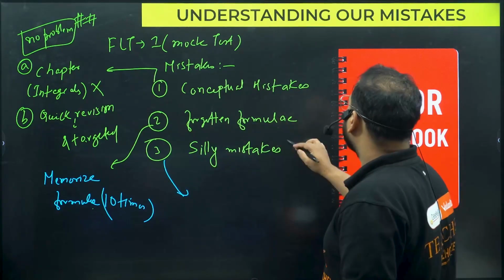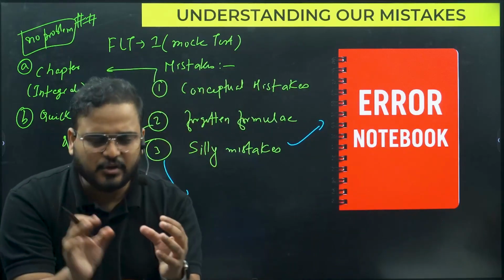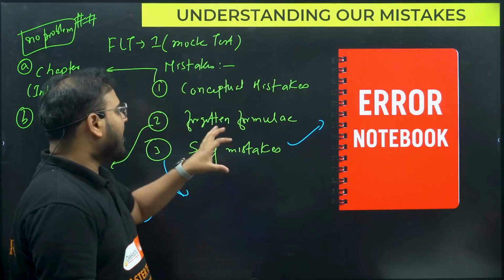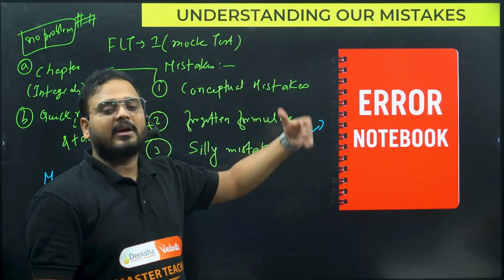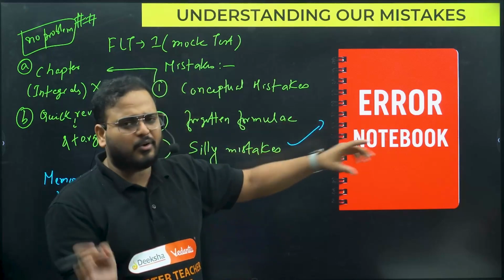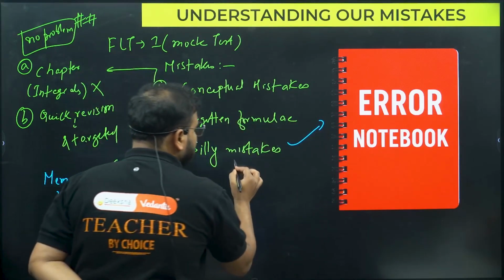Silly mistakes. In this part, the error book comes very, very handy. Whatever silly mistakes you've made, do one thing. Take pictures of those questions and put them in the error book. It can be a PDF file, it can be a Word file. Pick those questions and put them over there. You don't have to write everything. And when you're going for the next mock, keep the silly mistakes questions.